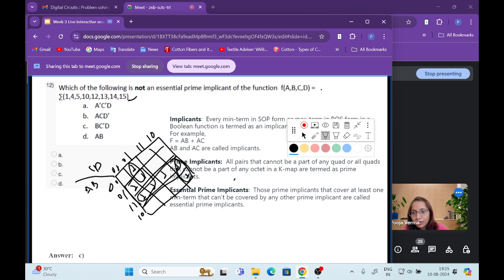Okay, so just check what the essential prime implicants are. Actually, this one is wrong, so just don't concentrate on this. I will change it. Okay. So essential prime implicants are those prime implicants that cover at least one minterm that is not covered by other prime implicants.